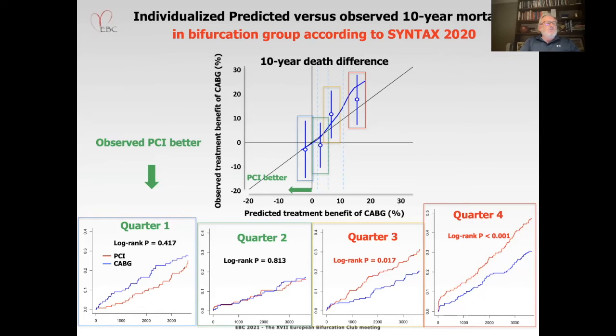In the third and fourth quartile, the predicted and observed treatment benefit is in favor of CABG, and the Kaplan-Meier curve shows a significant higher mortality after PCI. The good news is that 50% of the patients with bifurcation may nevertheless be treated with PCI according to the prediction of the SYNTAX score 2020.